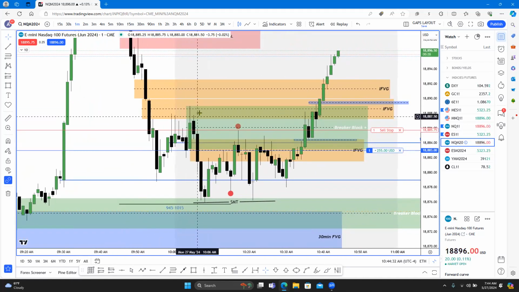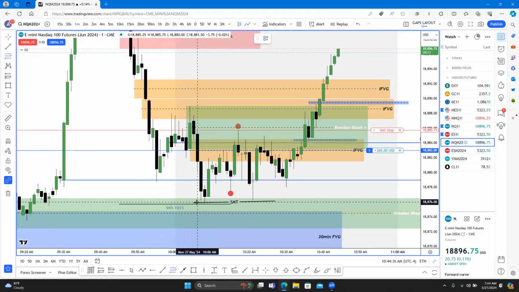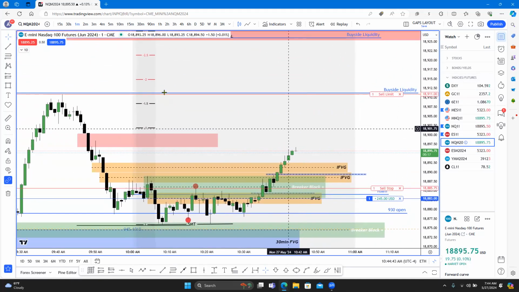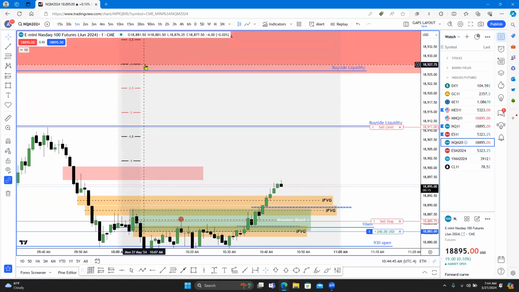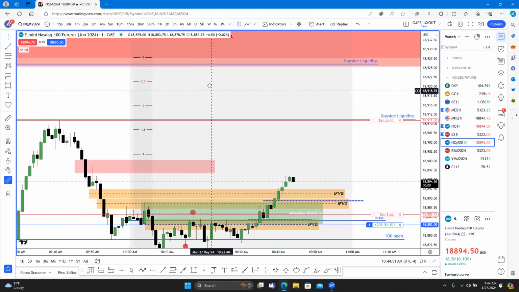So if we measure this range, right, from the low to the direction we're going up, we can start measuring checkpoints in here, 2, 2.5, 3, right? 3.5 to 4 is your turtle. 3 to 4 is turtle soup.